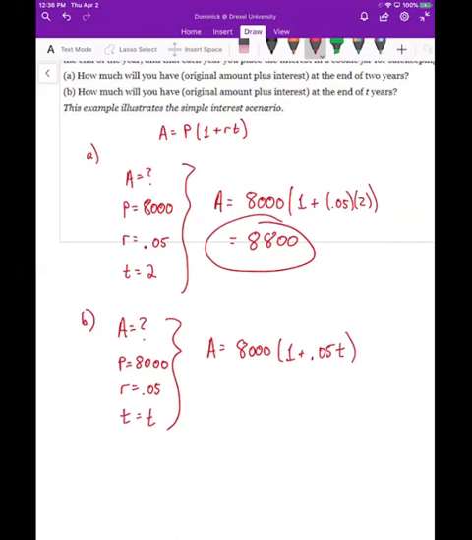Now, what you can also do is that if you were to distribute this, you're going to get an 8,000 and then 5% of 8,000, which should be a 400. So we get a plus 400T. And what's interesting about presenting it in this form is that this is your original amount, and this represents the interest. So you're getting $400 in interest per year. So that's sort of an interesting way that we can present that answer.